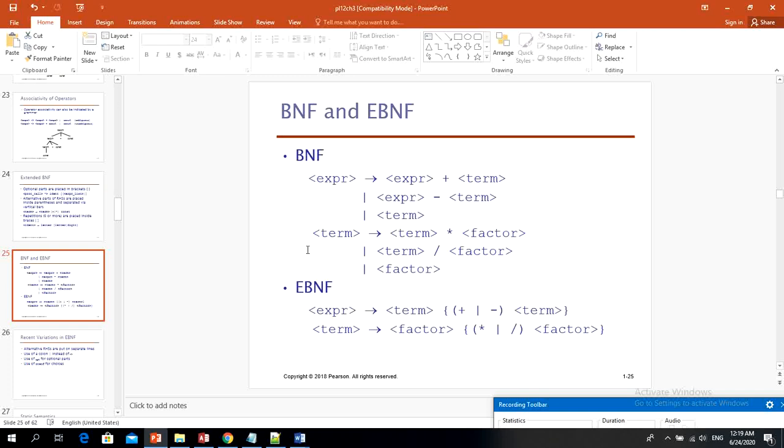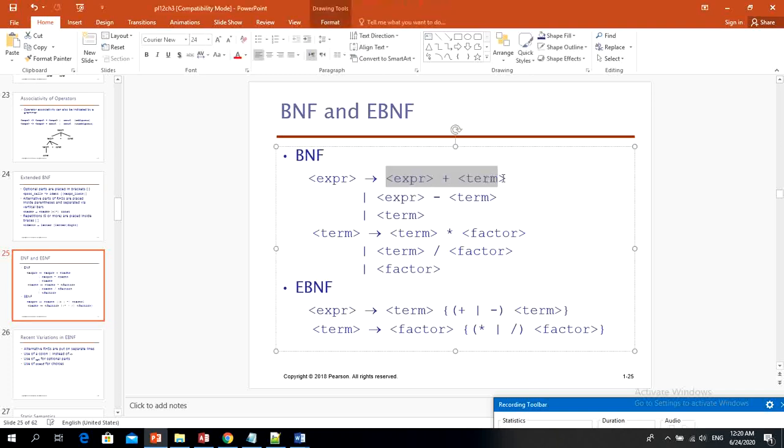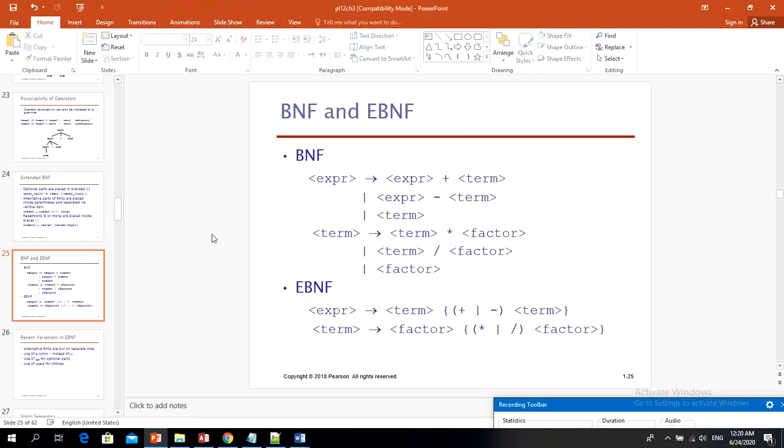Now some differences in examples between BNF and EBNF using this grammar. For example, expression could lead to expression plus term, or expression minus term, or just term. Any one of these. And term could lead to term multiplied by factor, or term divided by factor, or just factor. This is an example in Backus-Naur form; we have seen a similar example of this.